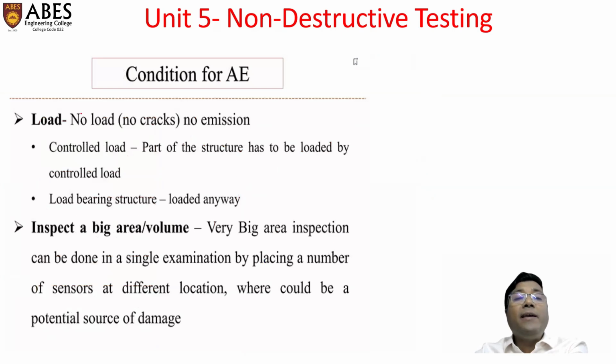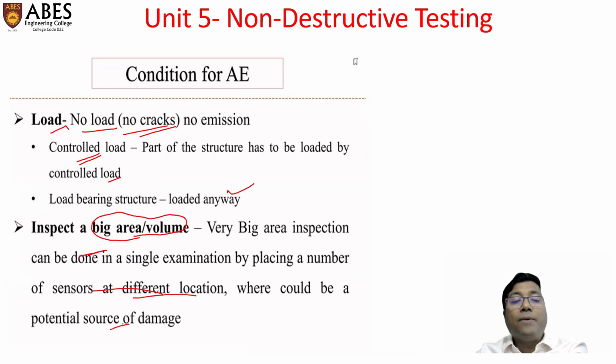What are the conditions for AE? Load, there must be certain load. No load means no cracks and no emission. So it cannot be detected by this method. Control load should be there. Part of the structure has to be loaded by control load, and load bearing structure, it should be loaded anyway. Inspect a big area or volume at the same time, in real time. It is an advantage that very big area inspection can be done in a single examination by placing a number of sensors at different locations where there could be a potential source of damage.